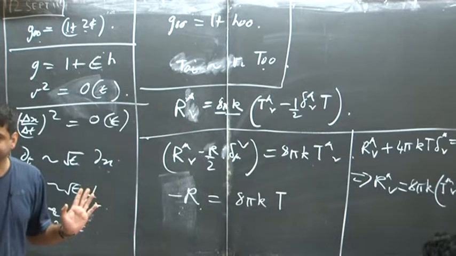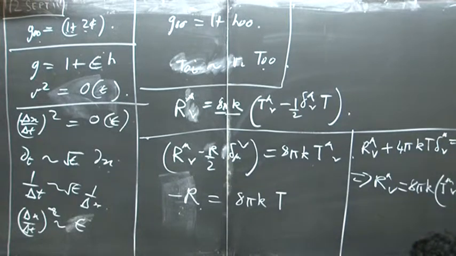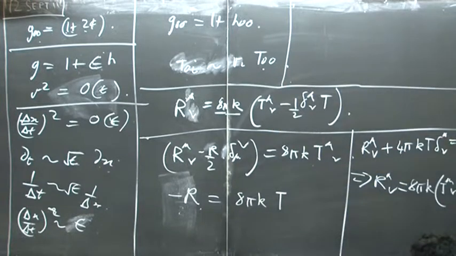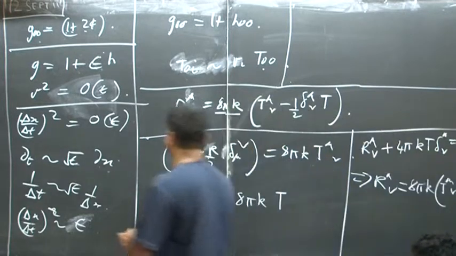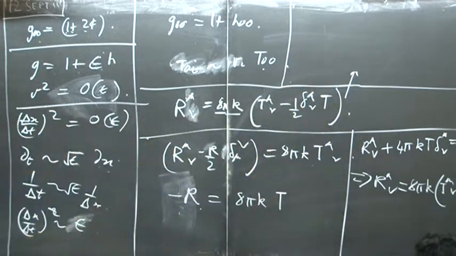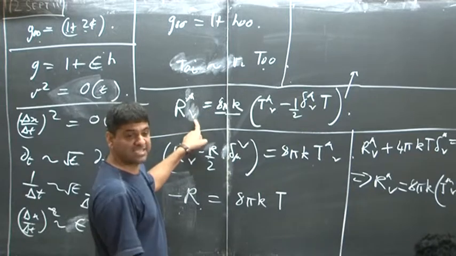Is this clear? Okay, so the next thing I'm going to do is to take this equation. I'm sorry, I'm extra chaotic today. Now what I'm going to do is take the indices mu and nu to be 0 and 0.